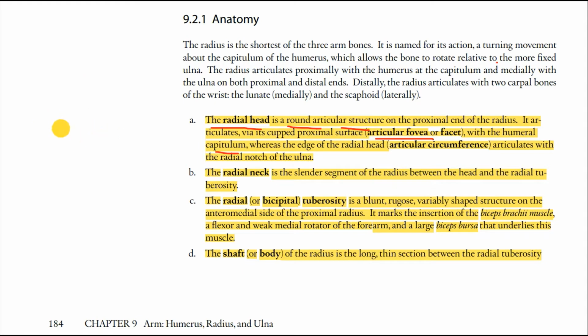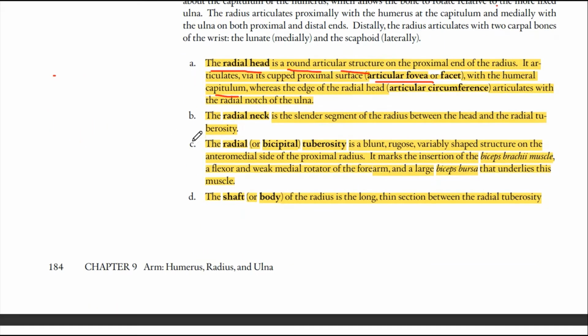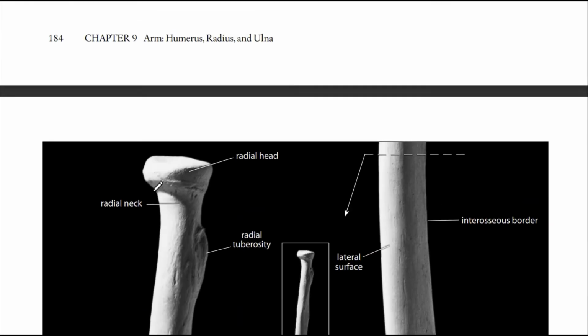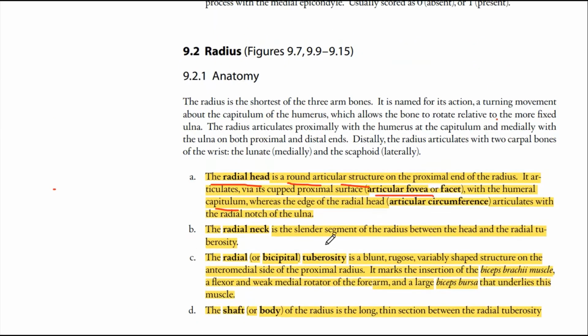Next is the radial neck. The radial neck is the portion beneath the radial head, from where the radial head emerges; there's a curve-like portion beneath that. It's a slender segment of the radius between the head and the radial tuberosity.